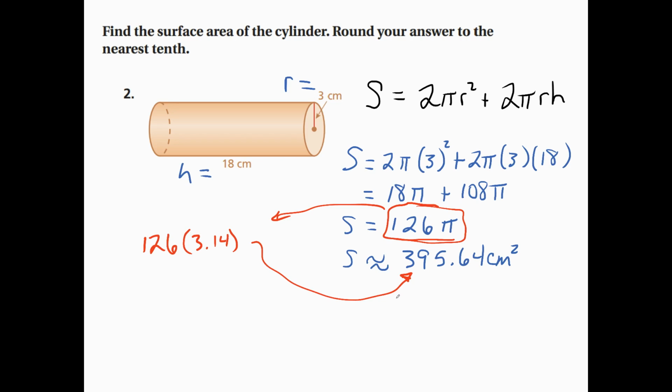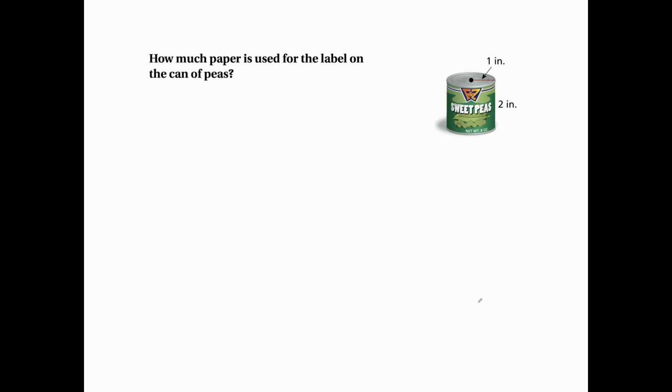Now it says round to the nearest tenth. Is my answer rounded to the nearest tenth? No, it's not, Mr. Odom. So we have to write surface area is approximately 395.6 centimeters squared. Okay, so there you go. A couple examples. Let's look at a couple more.